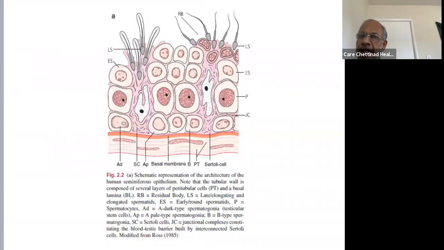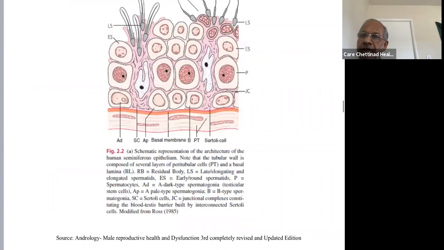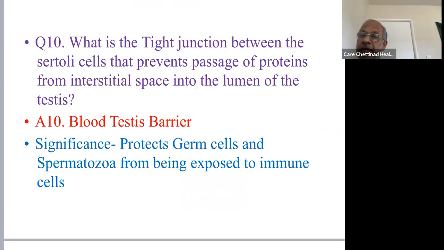This again gives you the histology of spermatogenesis. Remember the tight junction. This is important. The Sertoli cells form tight junctions. These tight junctions prevent passage of proteins from the interstitial space to the lumen. This blood-testis barrier is supposed to be as strong as the blood-brain barrier, because nature wants to protect both the brain and the future offspring, and therefore this is a fairly tight barrier. Nevertheless, we try to break this also by taking all kinds of chemicals and junk food. The importance is to protect germ cells and spermatozoa from being exposed to immune cells and other toxic materials.